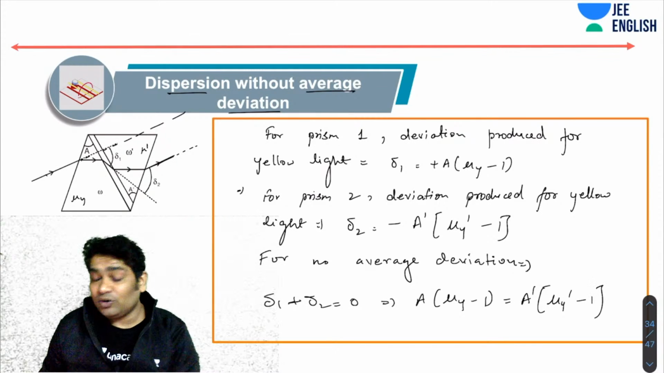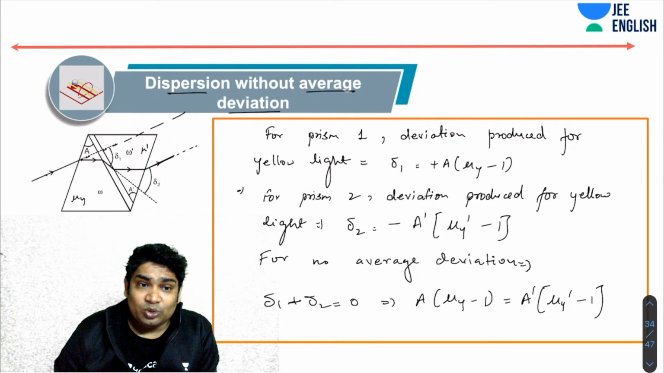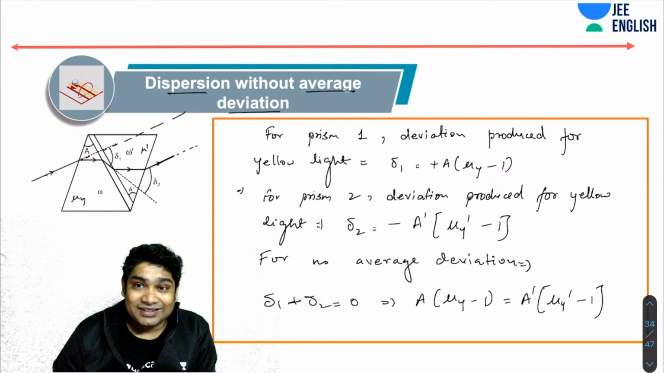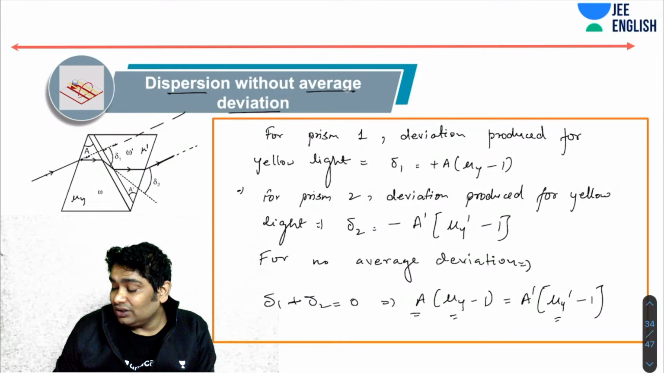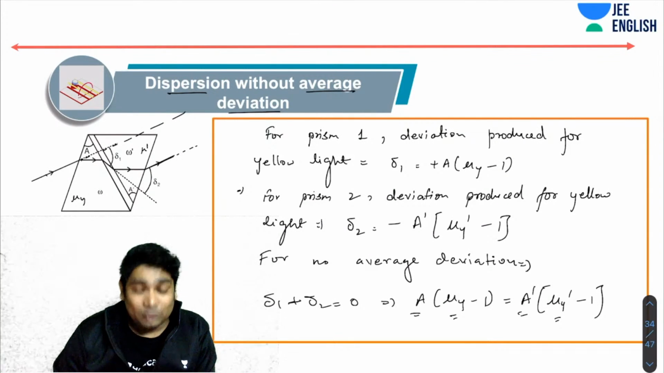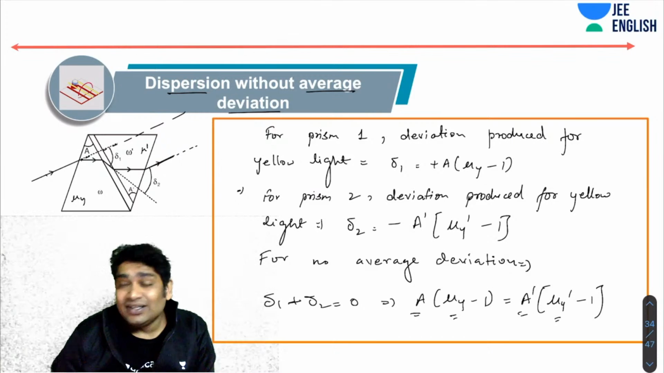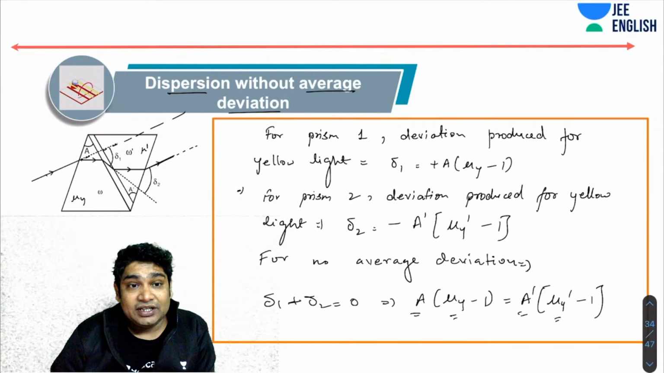Okay, so from here, if you knew the refractive indices, this has 4 variables. If you know any 3, then you can find out the 4th one. Usually what they ask is, they will tell you the A, they will tell you the mu, and they ask you the A dash. So one angle is usually given, the two refractive indices are usually given, and the other angle is asked. So this will be the case in which there would be dispersion but no average deviation.